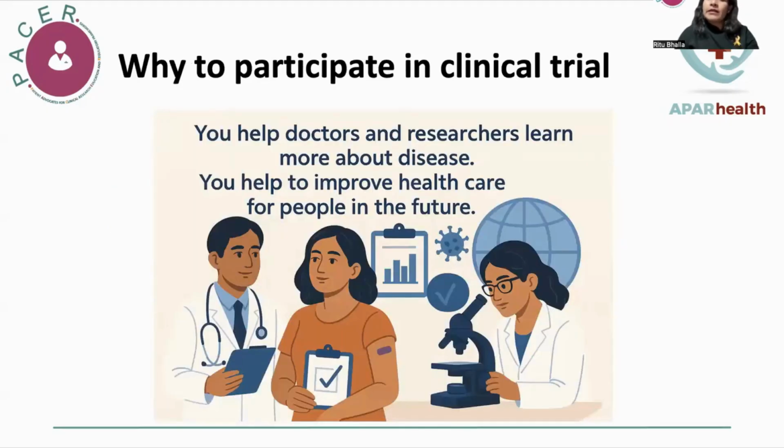Why participate in clinical trials? This is a very important question because people generally hesitate because, A, they do not have awareness about the word itself, and B, they do not know the basic importance and, going further, the benefits of it. If you participate, you are essentially helping doctors and researchers to learn about the new disease or any new procedure or any new product which they are working on. And secondly, you are helping to improve healthcare for people in future.